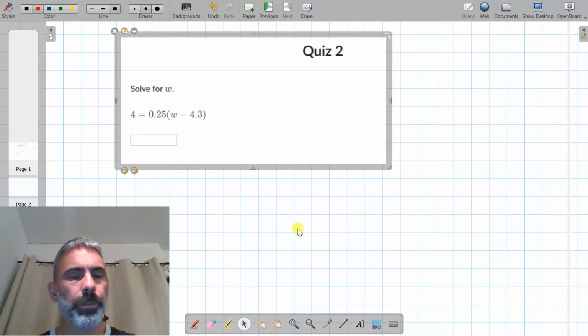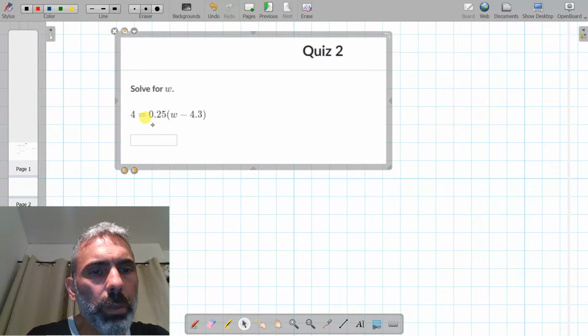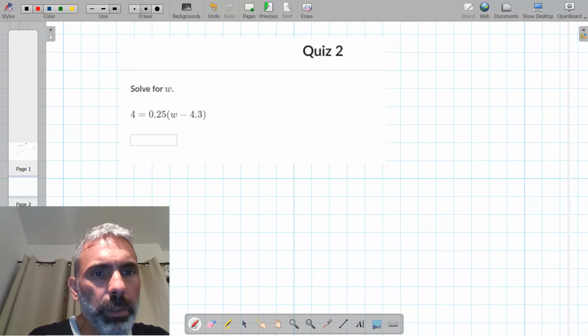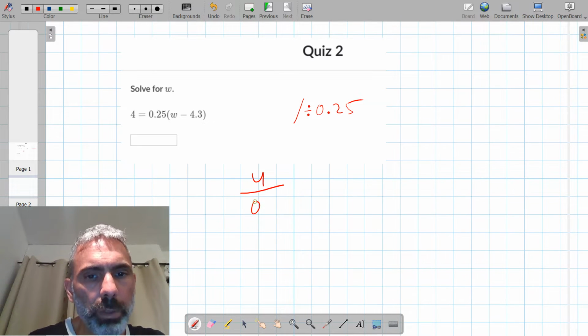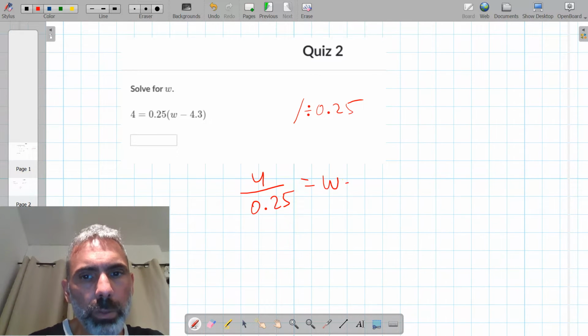Solve for W. Okay, so 4 equals 0.25 times W minus 4.3. So first we will get rid of the 0.25 on the right hand side of the equation. So we divide both sides by 0.25. So on the left hand side we have 4 divided by 0.25. This equals W minus 4.3.